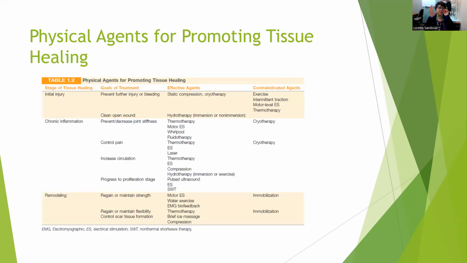So this is table 1.2 from the book, and it talks about use of physical agents, what would be indicated, what would be contraindicated at different stages of tissue healing. I don't expect you to memorize this, of course, but this is just a general guideline.